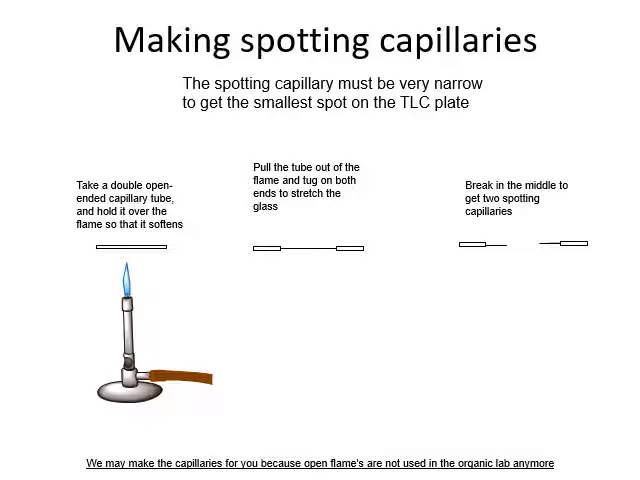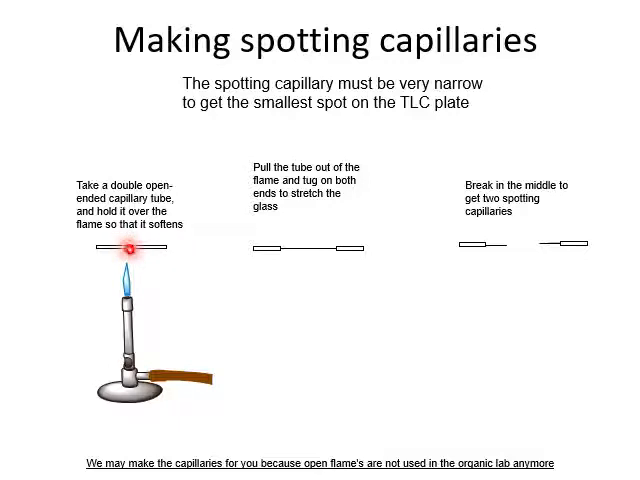To create those spotting patterns at the beginning of the plates, you need to have capillaries. So sometimes you can buy these capillaries and they're already supplied to you, but sometimes you have to make them. And a way to make them, perhaps you've done this in microbiology in some way, but you take a double open-ended capillary tube. If it's too big, you can't use it like that. You need a very thin one.